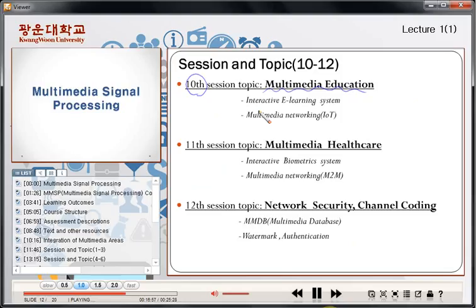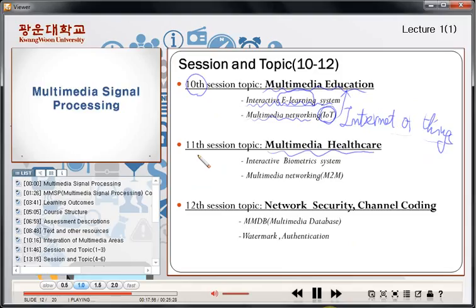So multimedia education uses an interactive e-learning system. With e-learning, we can teach and learn remotely by internet. Okay? And multimedia networking is used for multimedia education. Nowadays, recently, IoT means Internet of Things. This Internet of Things is based on the infrastructure of the Internet for multimedia education and multimedia healthcare, etc. So next time we'll study IoT in detail, okay?